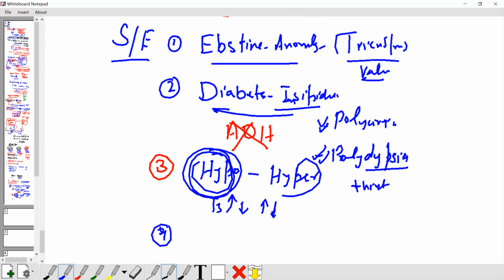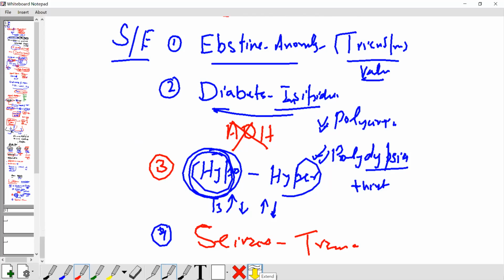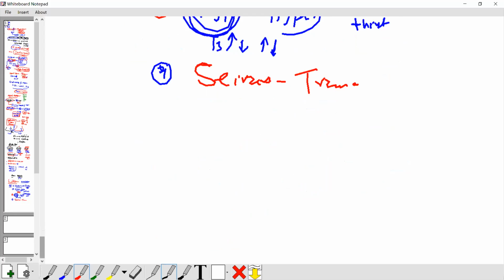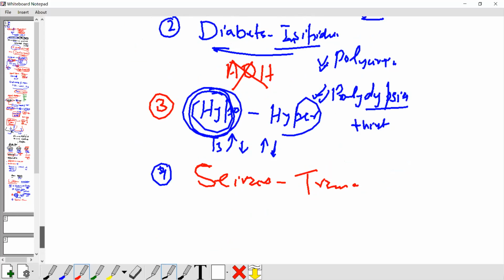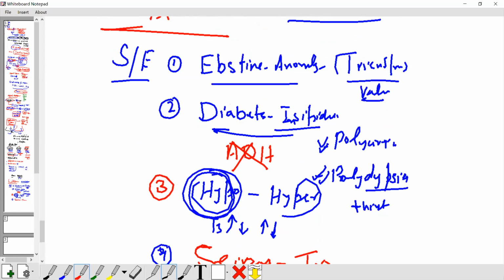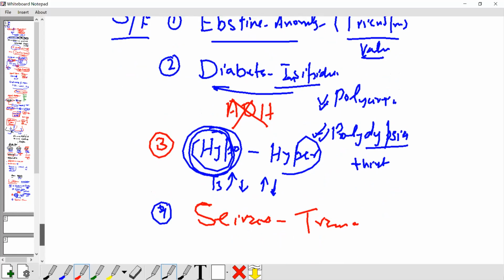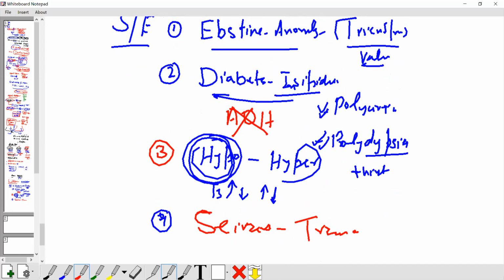Number 4, it causes seizure. Lithium-induced seizure, tremor. Okay, so in the patient, lithium-induced seizure, tremors. So diabetes insipidus, Ebstein anomaly, hypo and hyperthyroidism, and seizure. These are the main side effects of lithium.